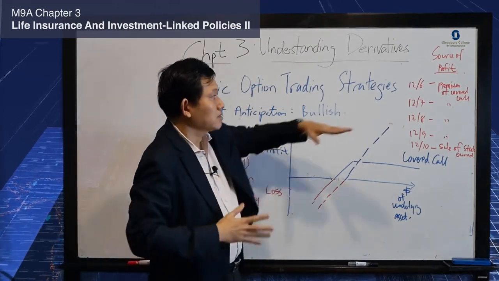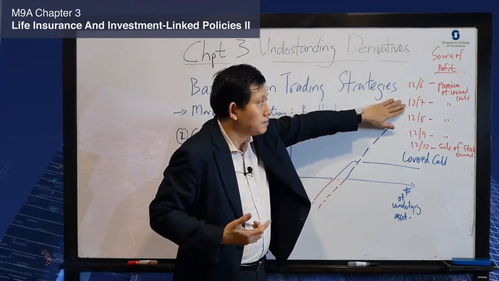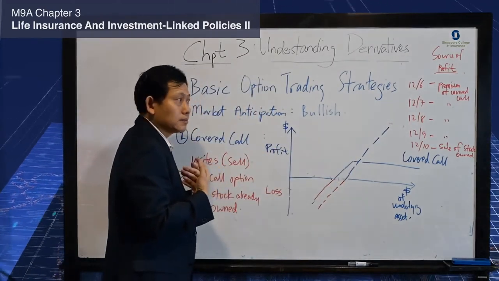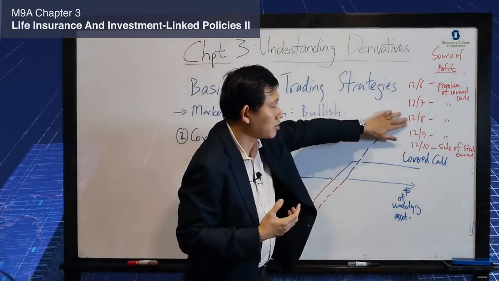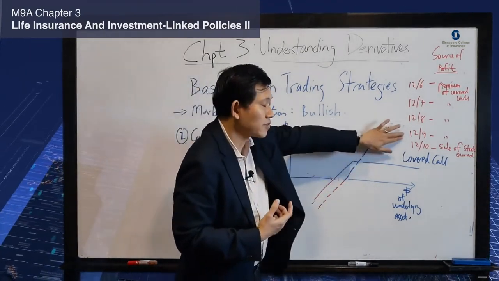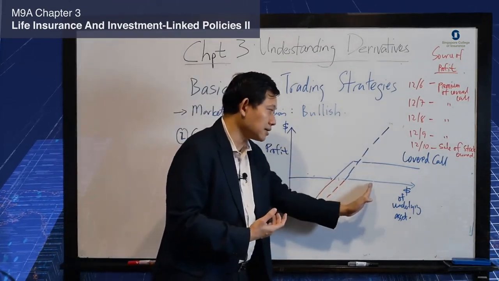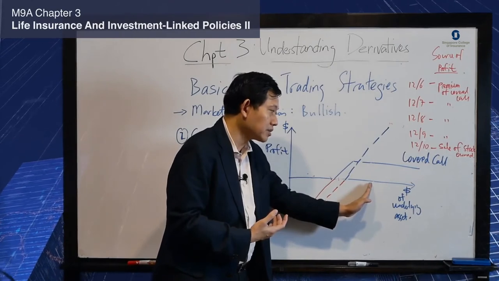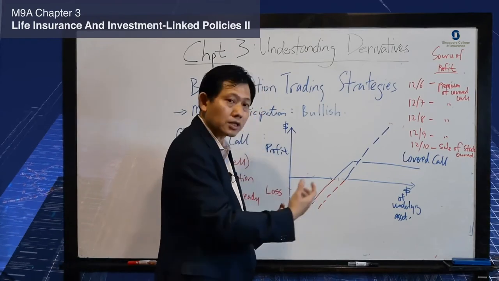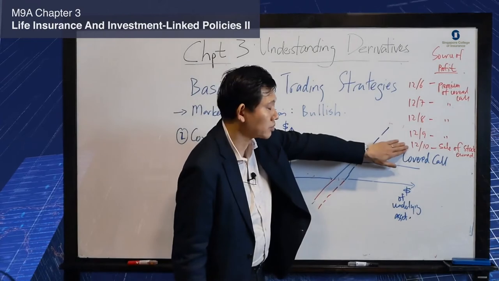All right. On 12 July, one month later, you collect another premium from this covered call option. In the month of August, you collect another premium. On 12 September, you collect another premium, because the underlying price of the asset is still not advantageous to the counterparty.